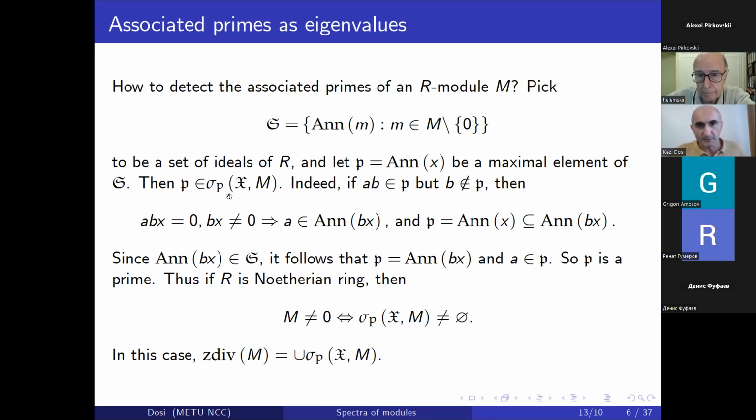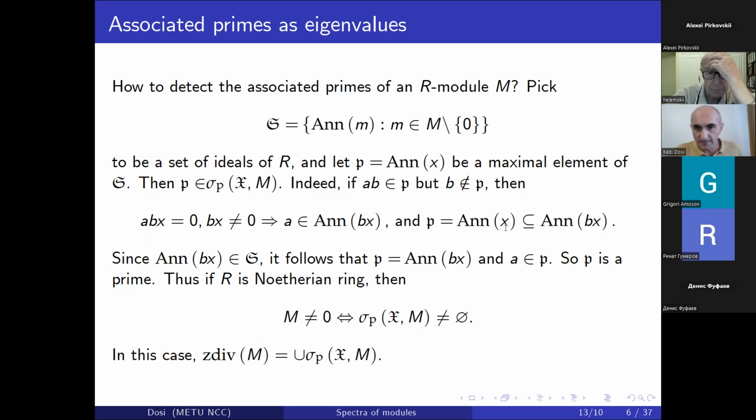Come on, let's prove it. What we have to prove is that if AB is inside of P, but B is out of P, then A is inside of P. That exactly means P is a prime. Yes, look, AB is in P means ABx is 0, right? Because P is the annihilator of x. B is out of P means Bx is a non-zero element of the module M. So that means A belongs to the annihilator of Bx, right? But P is the annihilator of x.